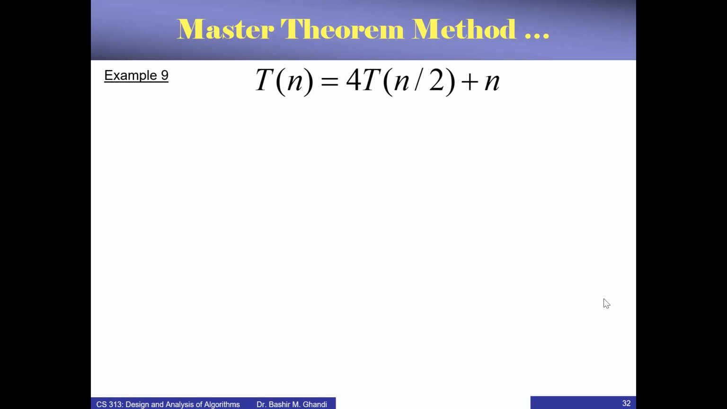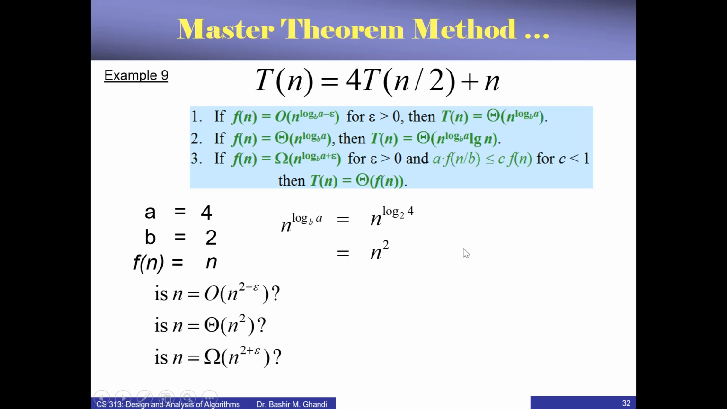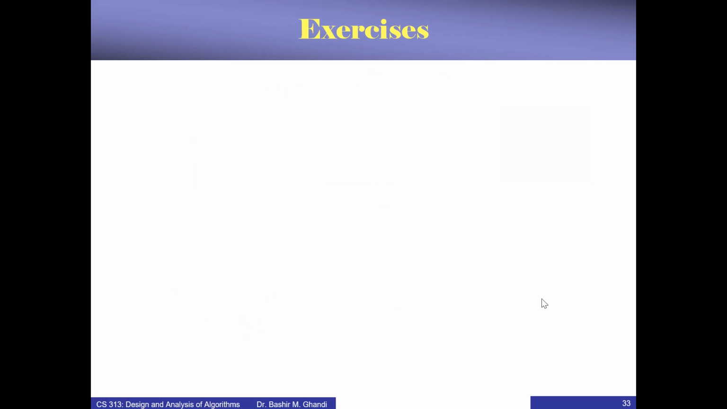Okay, I think the last example, T(n) equal to 4 T(n over 2) plus n. So a is 4, b is 2, and f(n) is n. So n to power log of a to base b is going to be n to power log of 4 to base 2, which is n square. So clearly n square is again bigger than n. So again we're going to have theta of n square. Alright, so that's the end of the examples.